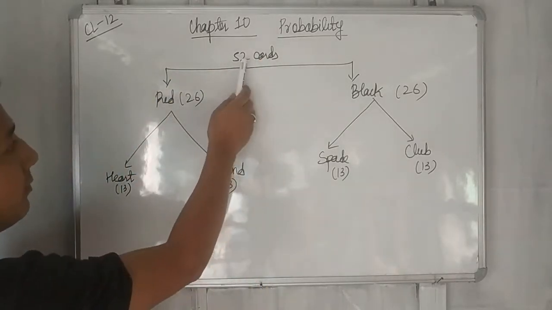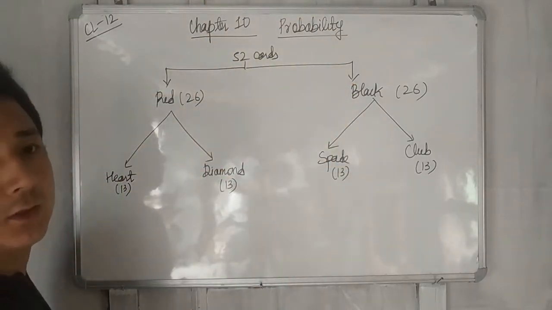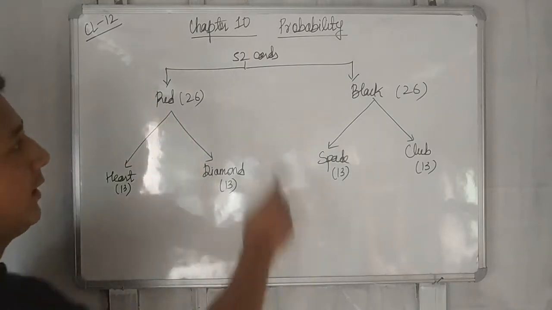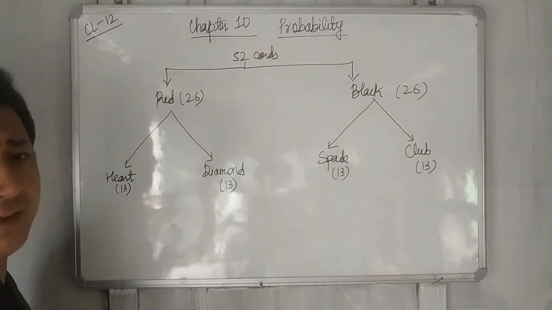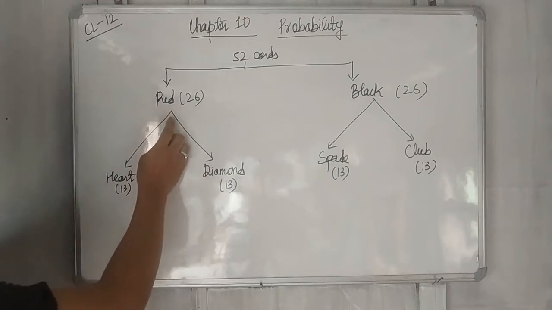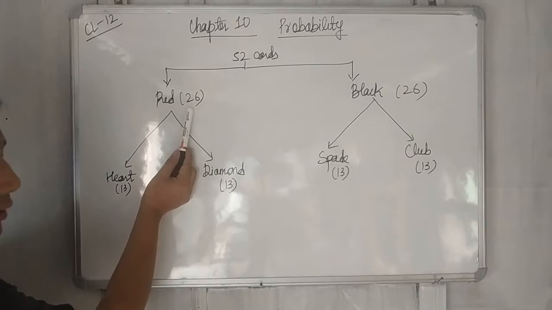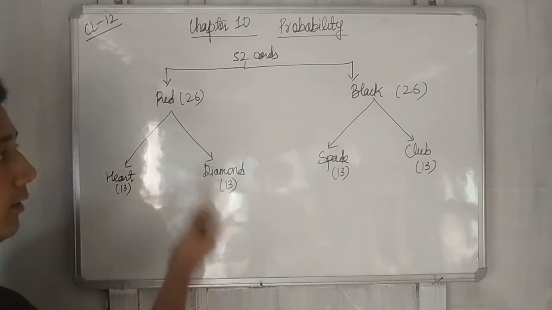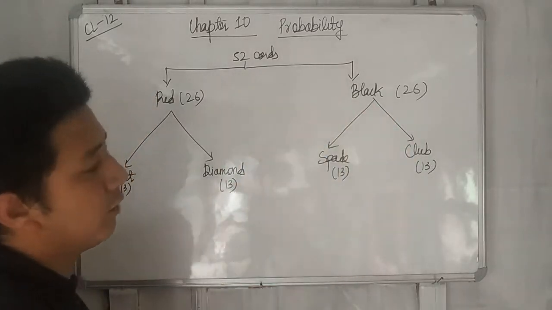Out of that 52 cards, there will be red and black colors. Only red and black, okay? There will be 26 red cards, because half of 52 is 26, and 26 black cards. Very simple, only two colors. Now inside red also, 13 and 13 are divided. Of the 26 red cards, 13 will be hearts and 13 will be diamonds. Similarly in black, 13 will be spades and 13 will be clubs.